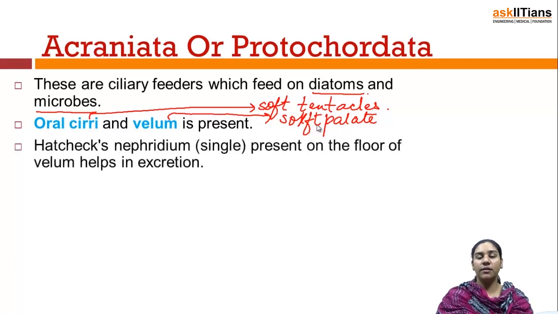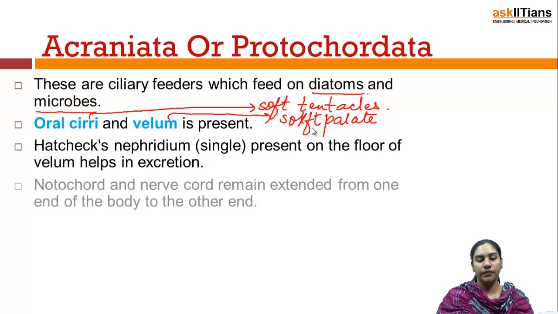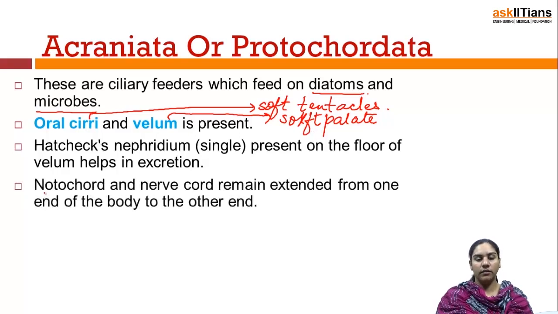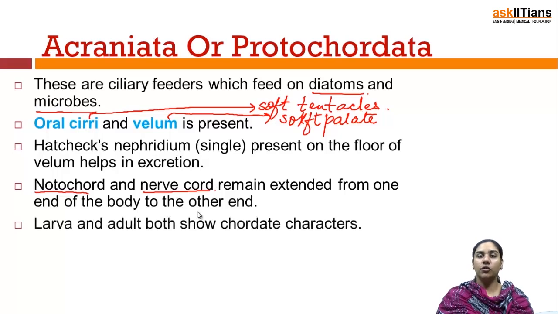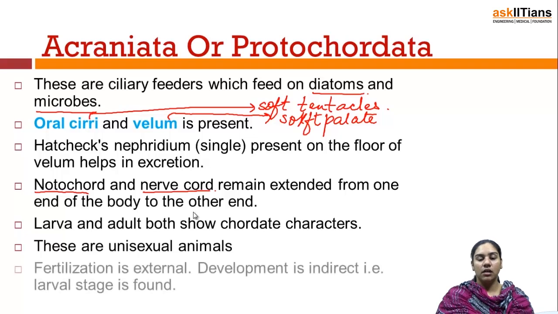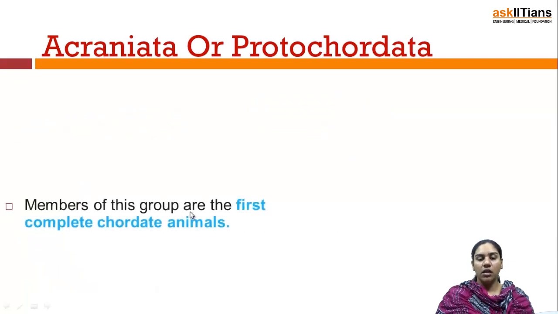Hatschek's nephridium, which is single in number, is present on the floor of the velum and it helps in excretion. The notochord and the nerve cord, these two important parts, remain extended from one end of the body to the other end. The larva and the adult both show the chordate characters, and these are unisexual animals. Fertilization is external, but the development is indirect, involving the larval stage.